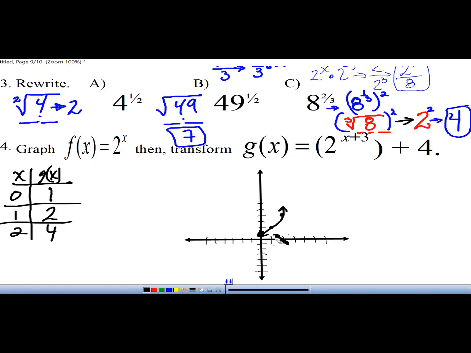Now this parent function was transformed by this, and we see that we have base 2, x plus 3 as an exponent, and then at the end a constant of 4. So before I continue, first of all, this one didn't have a constant, so our asymptote was at 0. There it is. This one, our asymptote, which is a positive 4, is at 1, 2, 3, 4, is at 4.